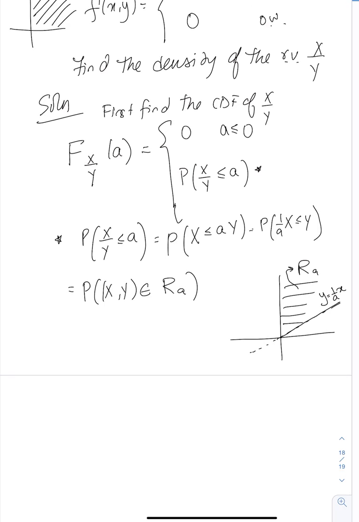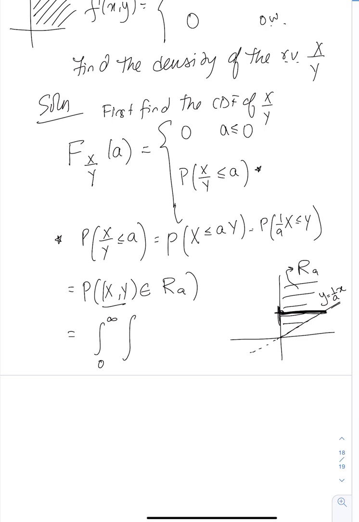And so what do you have to do? You have to integrate the joint density of x and y over that region. All right, so what do we have? Y goes from 0 to infinity. Okay, let's do that. Y goes from 0 to infinity. For each fixed y, what is the range of x?